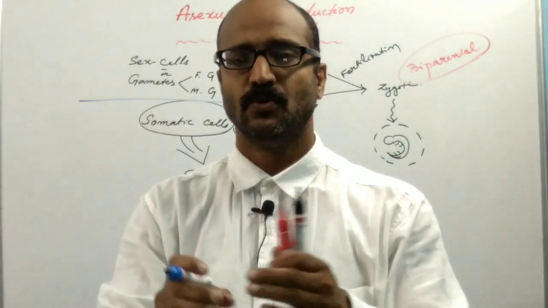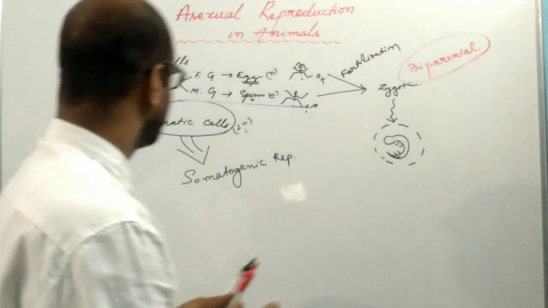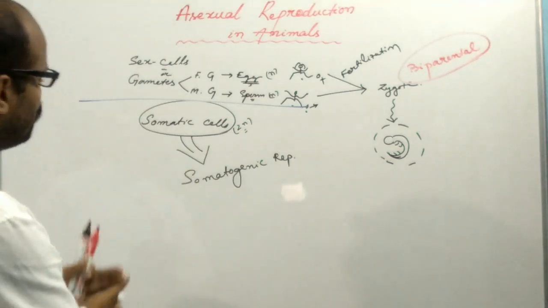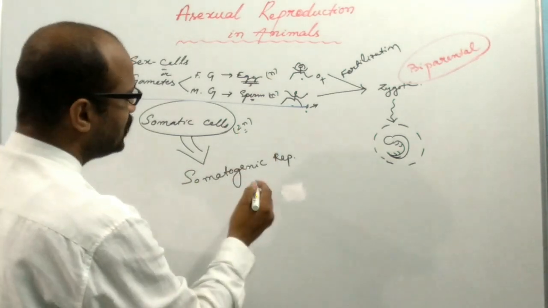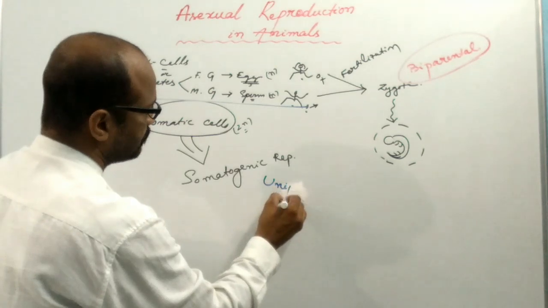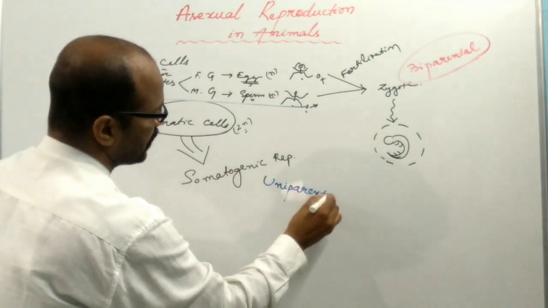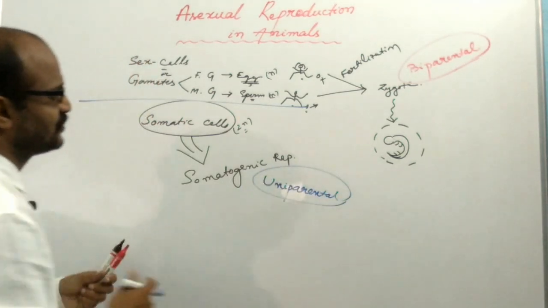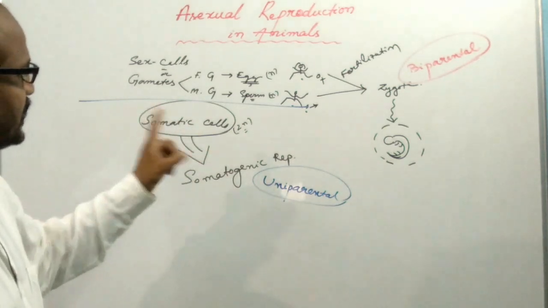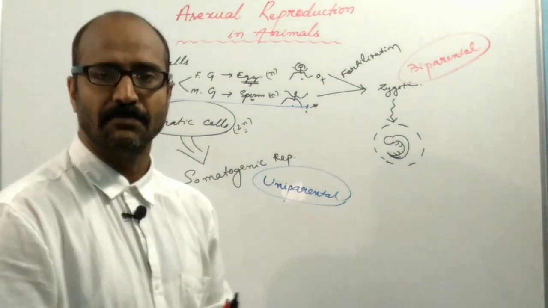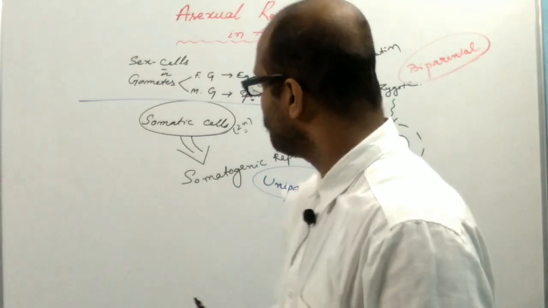So such type of reproduction is known as uniparental, because here only a single individual is involved in the process of reproduction.